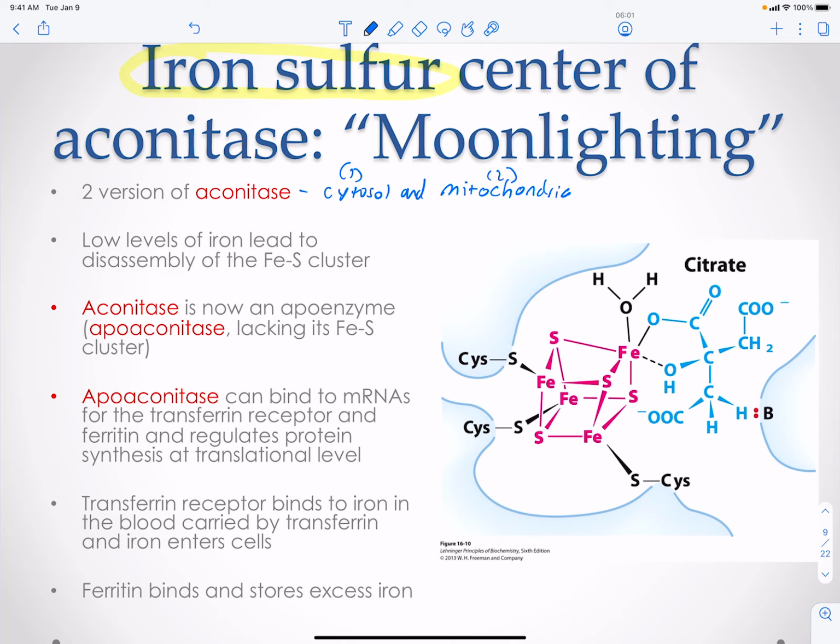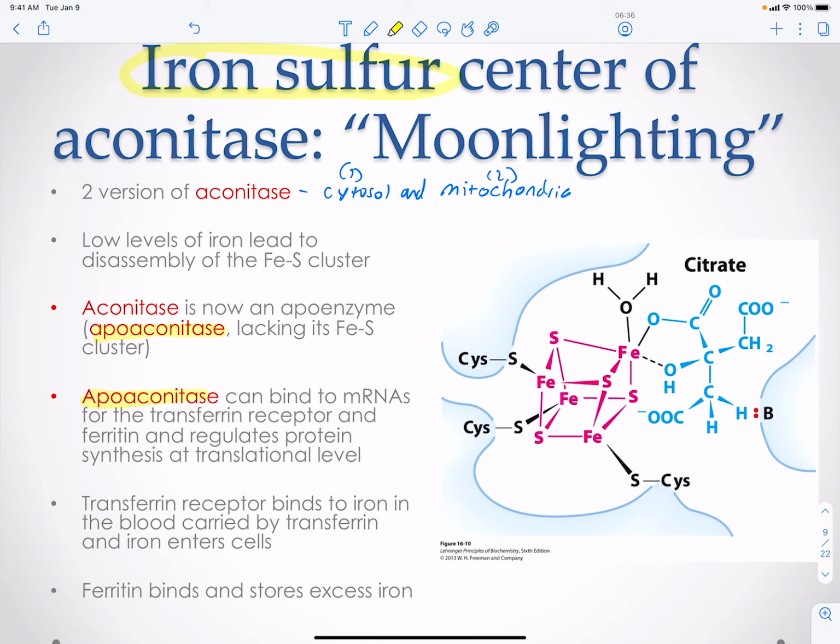And so the one in the mitochondria, of course, is going to be involved in the TCA cycle. But when you have low levels of iron, your iron-sulfur centers are going to collapse. They're going to disassemble because there's not enough iron to hold them together. And when this happens, aconitase becomes an apoaconitase because it lacks this iron-sulfur center. And this is an apoenzyme, which means it's a pre-enzyme. It cannot function. However, apoaconitase is going to bind to messenger RNAs of proteins that are important for iron regulation.